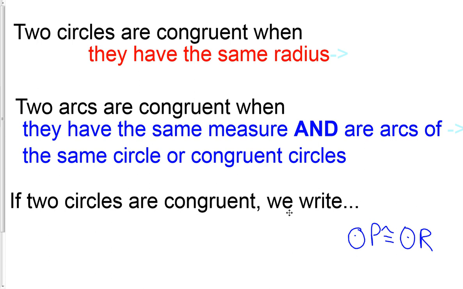If two circles are congruent, we write circle P congruent to circle R. And just do the circle symbol, usually with a dot right in the middle.